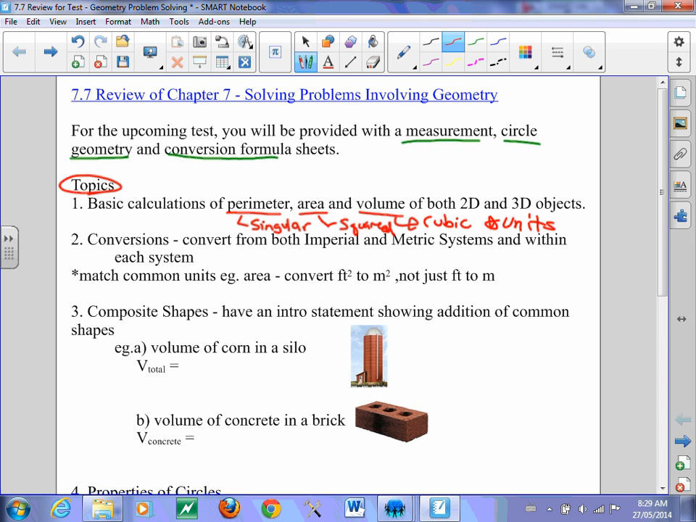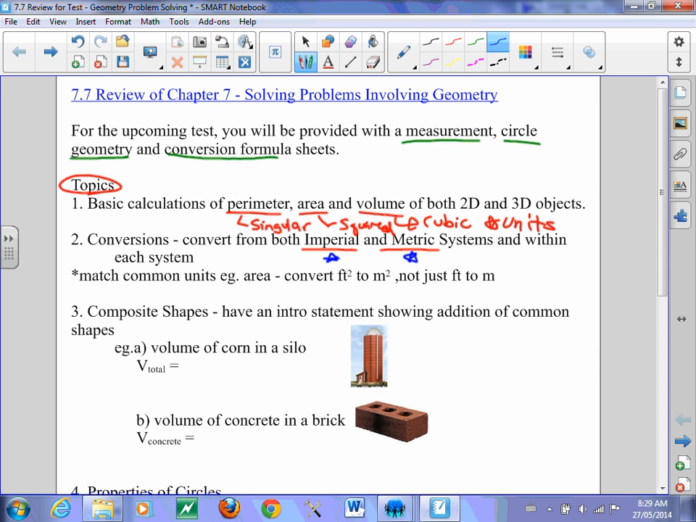Awesome. Make sure you can do conversions, ladies and gentlemen, between imperial and metric systems as well as within each. So you may have to convert inches to feet or feet to inches within the imperial, or within metric. You may have to watch your units because you may have a flower bed that's this many centimeters by this many centimeters, but then the height might be in millimeters. So you got to watch that to make sure you got the same units.